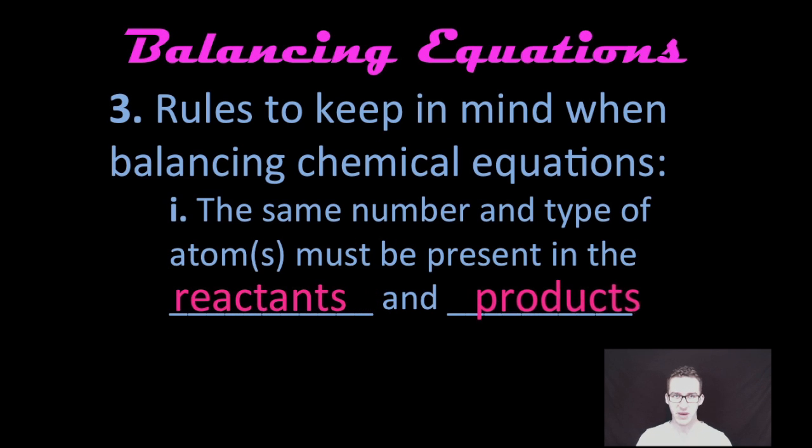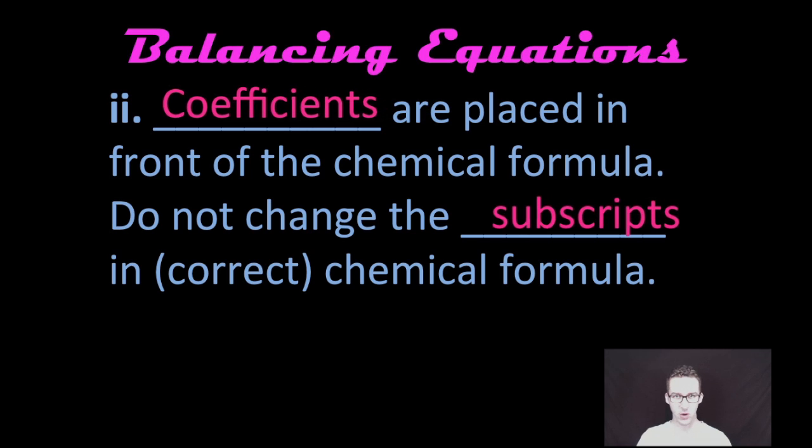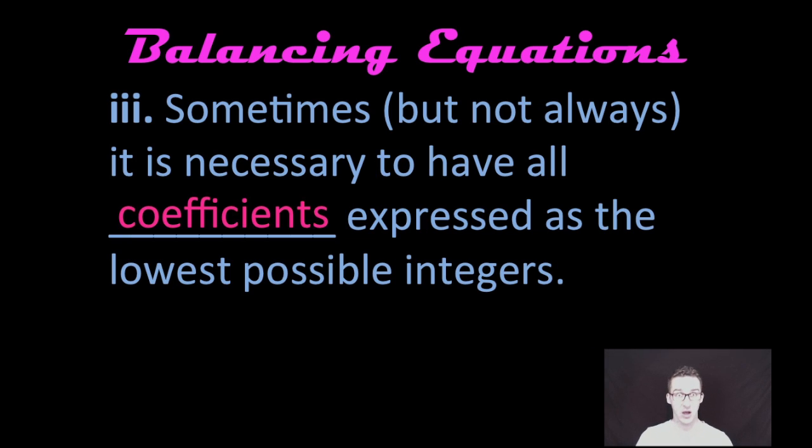But some rules to keep in mind when we are balancing chemical equations. One, the same number and type of atoms must be present in the reactants and the products. Two, coefficients are placed in front of the chemical formula. It's really important that you not try and change the subscripts in correct chemical formulas. If you change the subscripts, you create a completely different compound and no longer reflects what you observed at the macroscopic level.